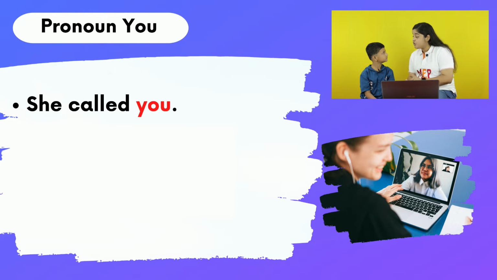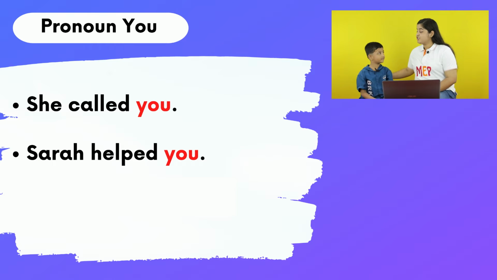She called you. So in this sentence, we are talking about the second person. Therefore, we have used the pronoun you. But the difference is that the second person is receiving the action. So whenever the second person receives any action, we always use the pronoun you, correct? And that also in an object form. Now I got it. So Rudy, read the second example.